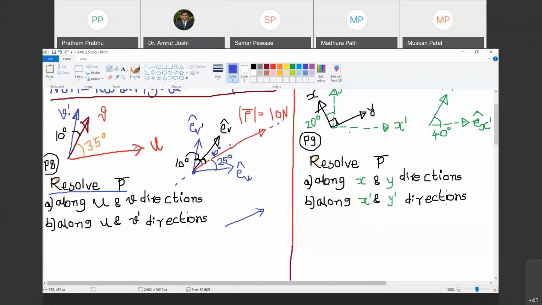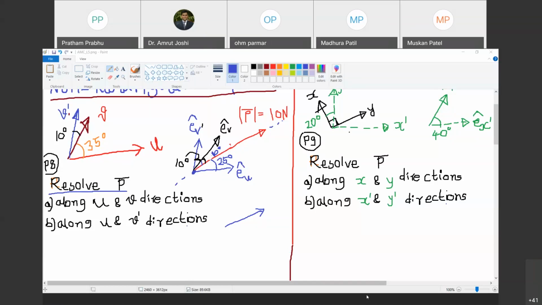Yeah, sure. So by that time, anyone else? Let me ask Om Parmar. Please unmute yourself. Yes, sir. Google search won't help here, but tell me anyway. What does it mean to resolve along U and V directions? Sir, it means that we are finding out the effect of that force along that U and V direction.